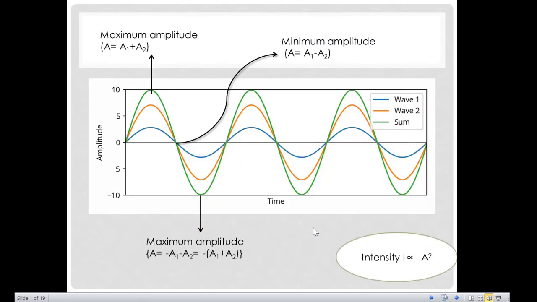So this is very clearly explained in this picture. We have two waves. The blue color wave is wave 1, orange is wave 2. When the crest of wave 1 is interfering with the crest of another wave, we will get the amplitude modified as A1 plus A2, where A1 is the amplitude of blue and A2 is the amplitude of orange, or wave 1 and wave 2. So the resultant amplitude will be the sum of these two amplitudes. At this position we will have a maximum amplitude.